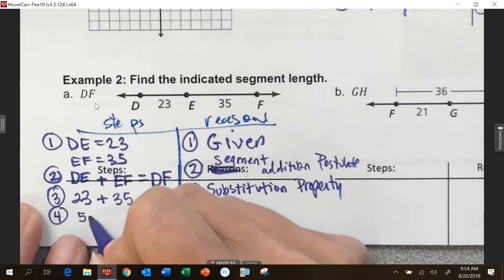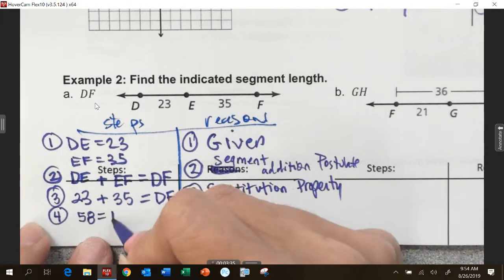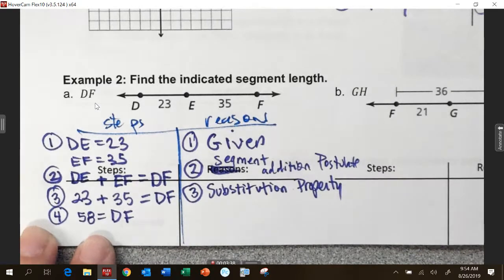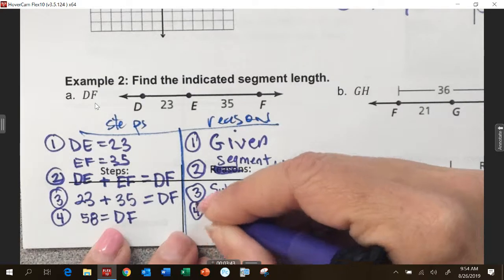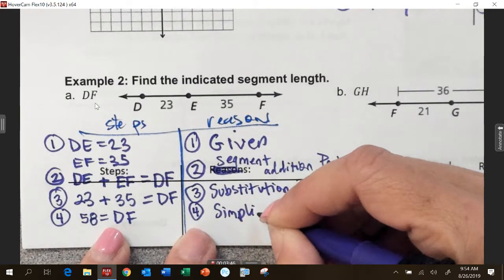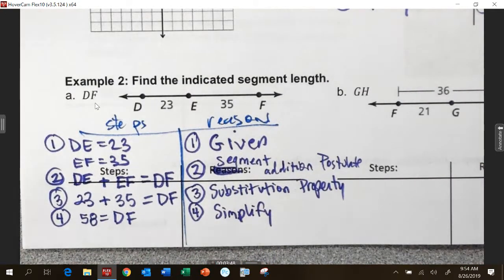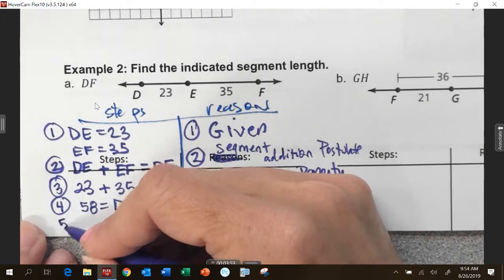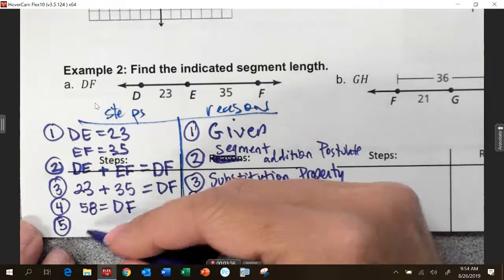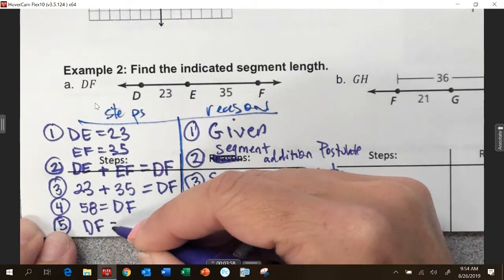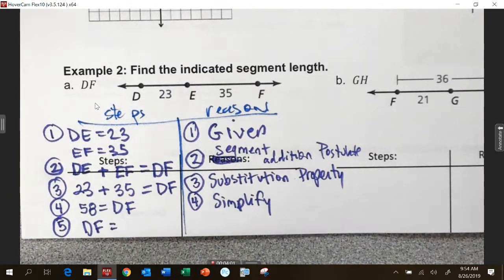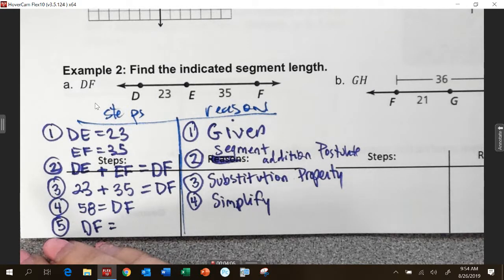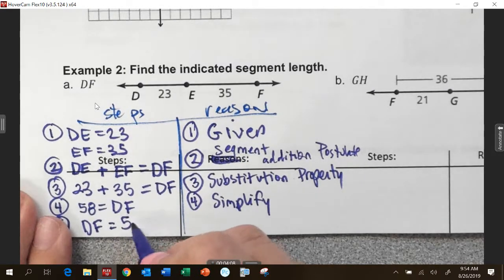Now, 23 plus 35 is what number? 58. Some of you need to check your math skills. So all I did was 23 plus 35 got 58. All I did was simplify that, so my reason is simplify. You added them together, you simplified the number, 58, simplified. So what we are supposed to be doing is finding DF. Did I find DF? So that will always be my last step, is what I was trying to do. Hayden, Peck, what is DF? 58. So I'm going to write DF is 58.